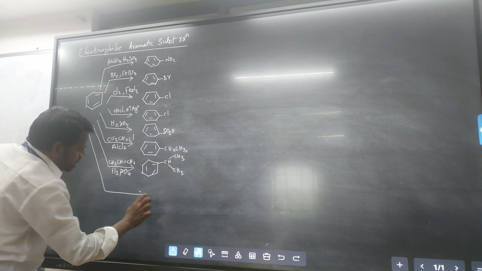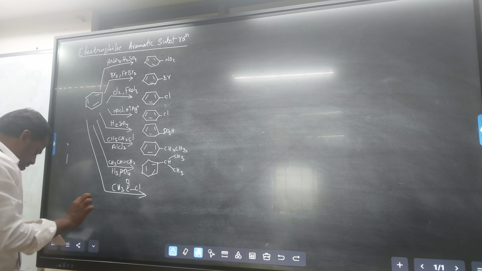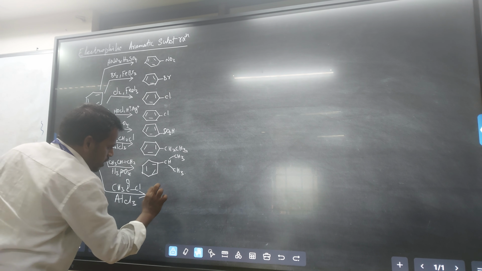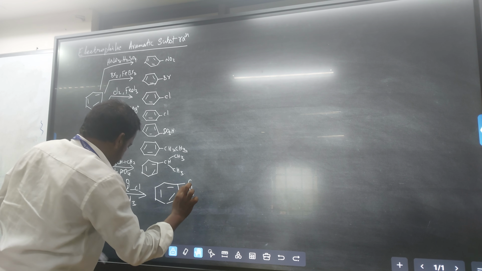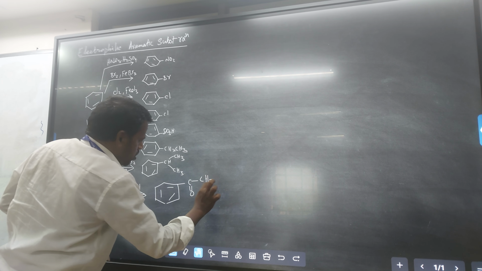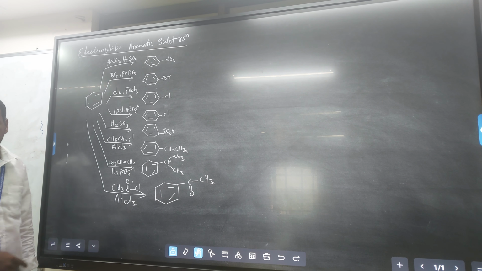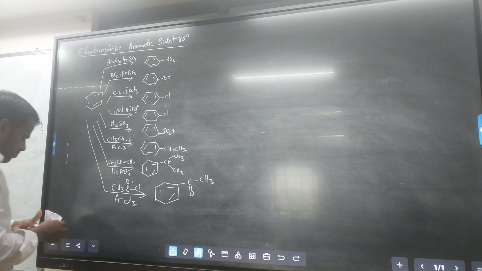Then you do the acylation reaction, that is CH3C=OCl, also in presence of aluminum chloride AlCl3. You get the acylated product, C=O CH3. What is acylated? CH3C=O is an acyl group. Acyl addition, acylation. Chlorine addition, chlorination. Okay, acylation.